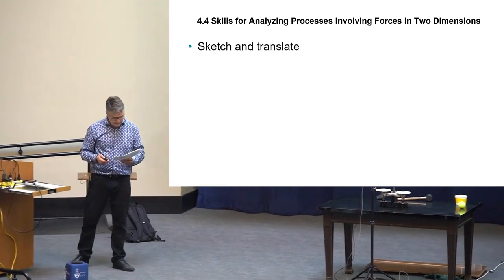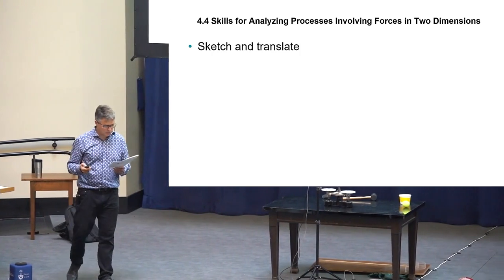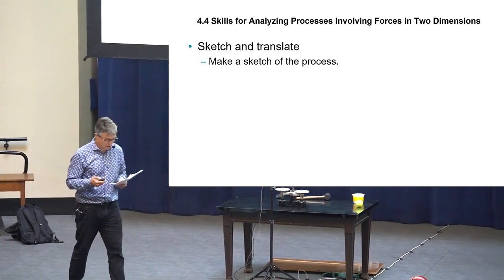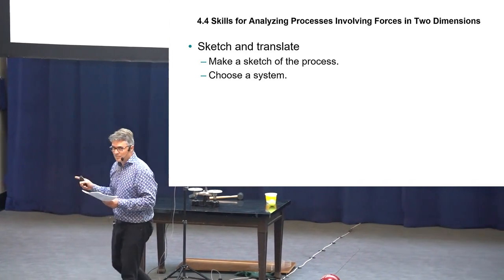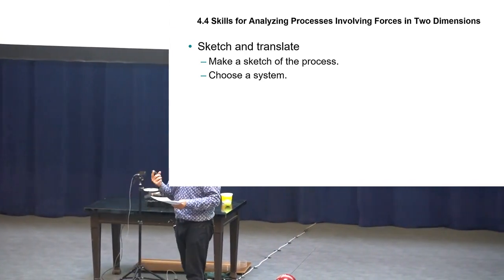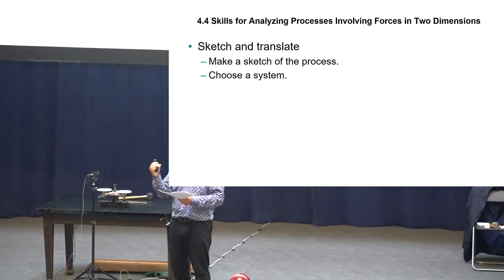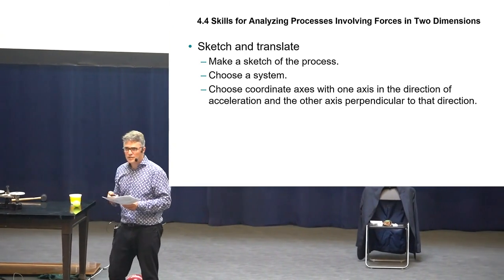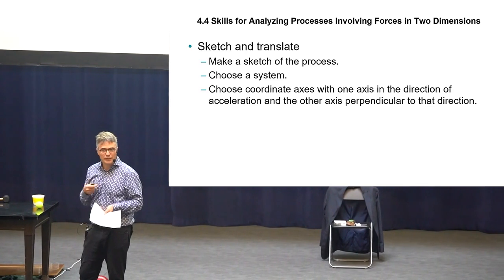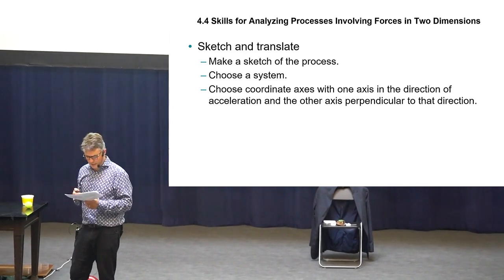Sketch and translate is sort of the first step I like to do. That's where I'm making a sketch, just a rough sketch of the process, and I have to choose a system. And sometimes this is kind of a tricky part, and you may have to leave time to try different systems. Because sometimes you'll choose a system and it doesn't really work out. You end up with kind of a dead end.